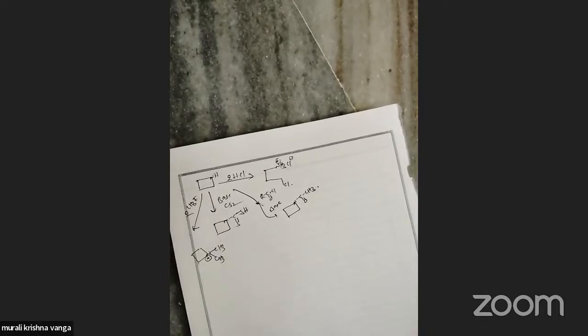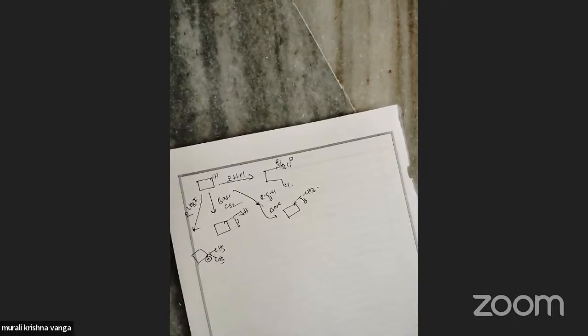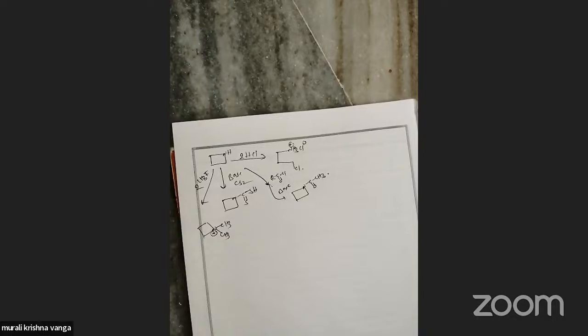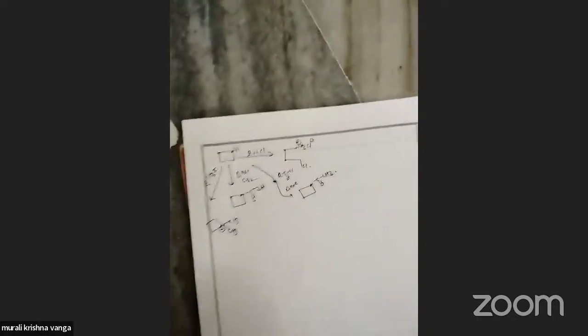So this is about 3- and 4-membered ring heterocyclic compounds. The compounds we discussed are oxiranes, thiiranes, aziridines, oxetanes, thietanes, and azetidines. Thank you. The next class will continue next week.